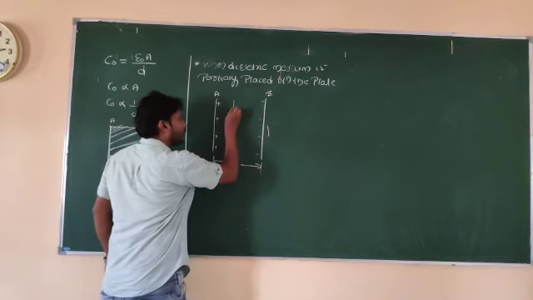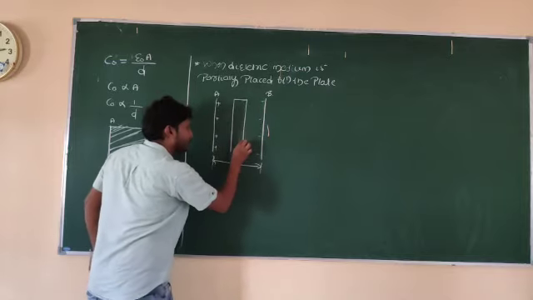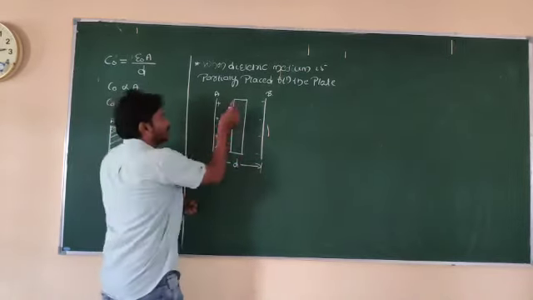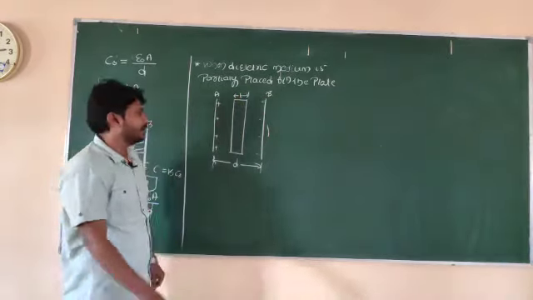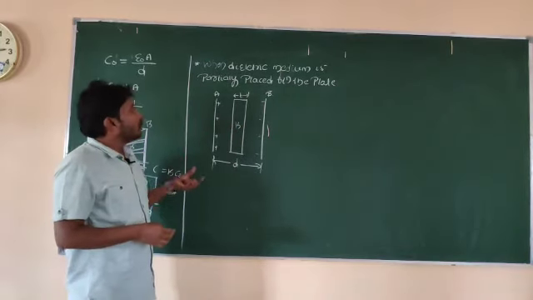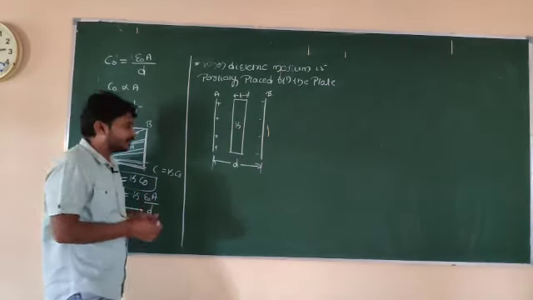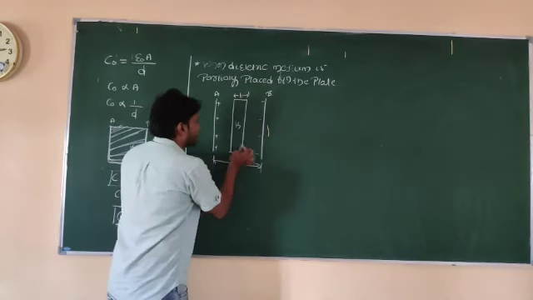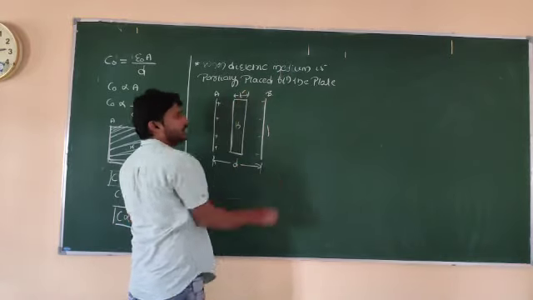Now I will consider a dielectric medium here. That dielectric medium is not completely filled; it partially occupies a very small portion. Let t be the thickness of this dielectric medium and K its dielectric constant. Now what will be the capacitance value? The separation between the plates is d, and the thickness of this dielectric medium I take as t.